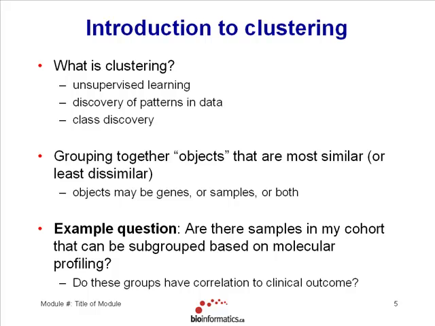Okay. So again, here's a question: are there samples in my cohort of patients that can be subgrouped based on molecular profiling? And the real end point of this is you might want to find subgroups, but at the end of the day, we all are here because we probably have some sort of clinical outcome data that we want to be able to associate these groups with. And so that's the final step, being able to associate subgroups with clinical outcome.